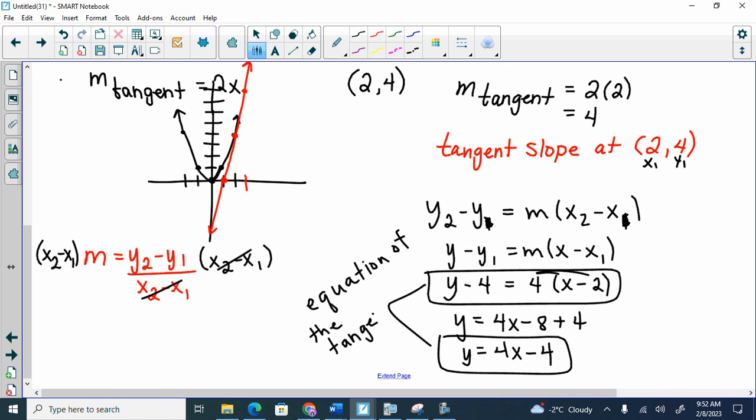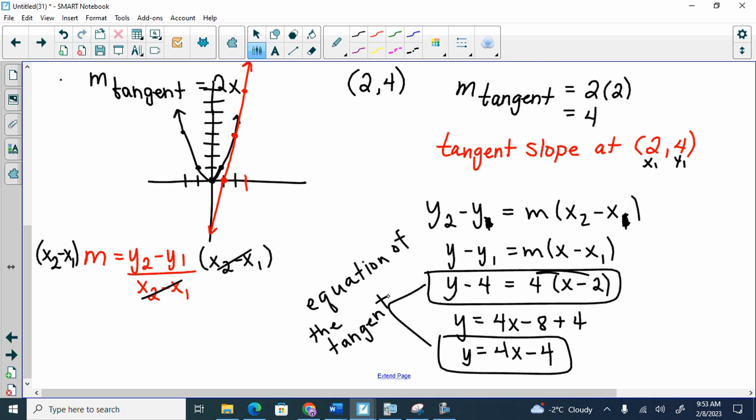The other equation they can ask you for is the equation of the normal. The normal is the one that's perpendicular at that point. What do we remember in grade 10 about slopes that are perpendicular? They're negative reciprocals. So if the slope of your tangent is 4 over 1, the slope of your normal is negative 1 over 4. If your tangent slope is negative, your normal will be positive. If your tangent slope is positive, your normal will be negative, and it's just reciprocated, so it's flipped.